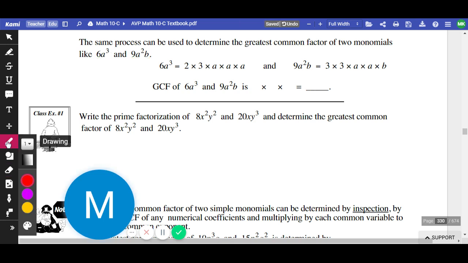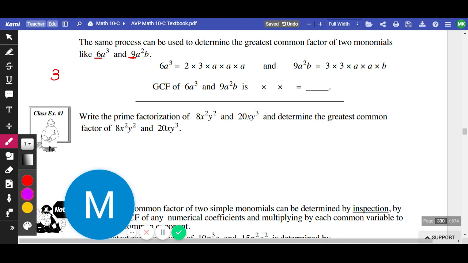Okay, so I'm going to look at just the coefficients first. What is the biggest number that can divide into those two numbers? 3, right? I see a whole bunch of people trying to whisper it to me. It's 3. 3 is the biggest number that divides into 6 and 9. Then I'm going to look at my letters. Okay, and each letter is different.